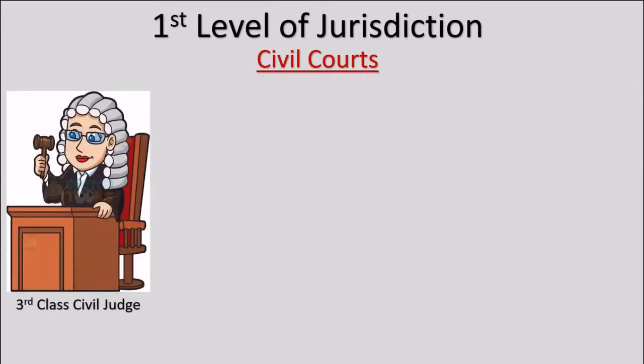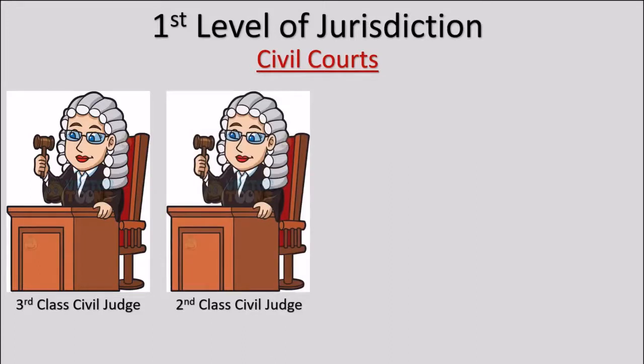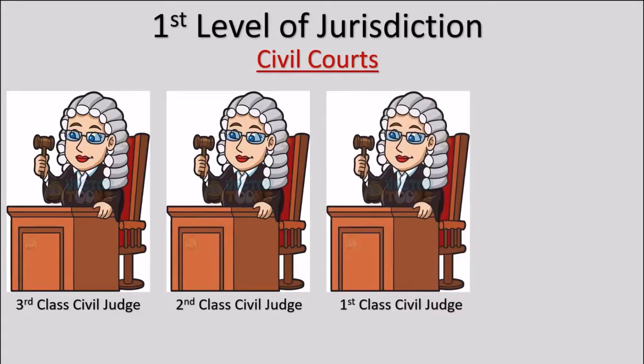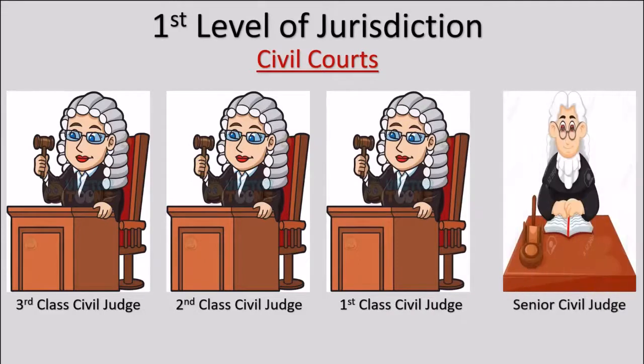Civil courts of the first level consist of 4 judges. The civil judge of the third class tries civil suits up to the value of 20,000 Pakistani rupees, the official currency of Pakistan. The civil judge of the second class tries civil suits up to the value of 50,000 Pakistani rupees, while the civil judge of the first class tries the other civil suits. On the other hand, the senior civil judge distributes the cases to the other civil judges and performs the duty of a guardian judge.